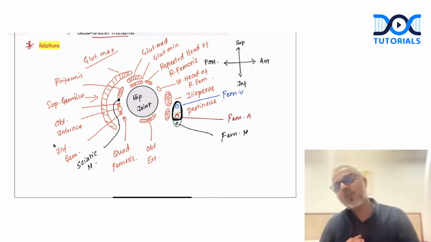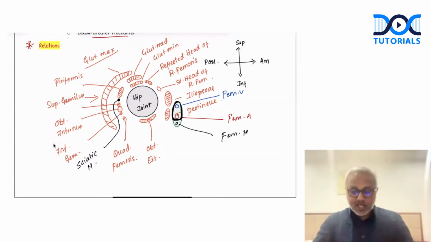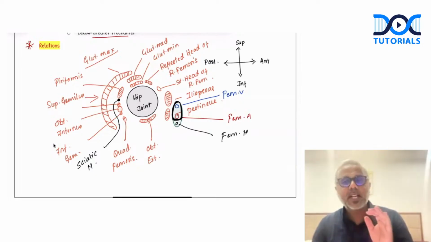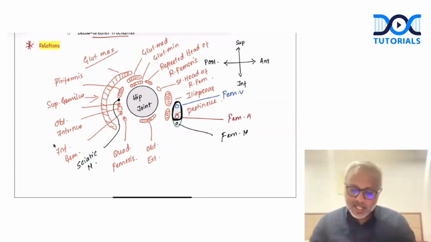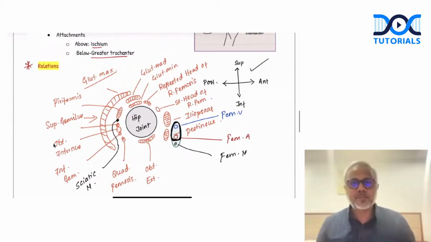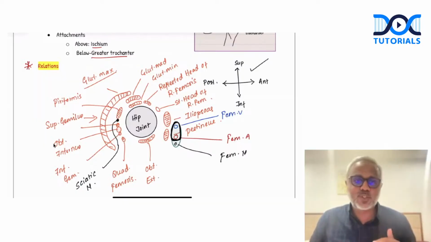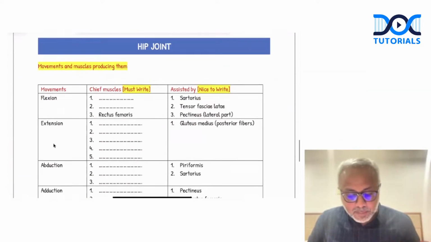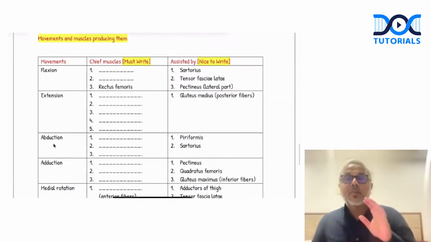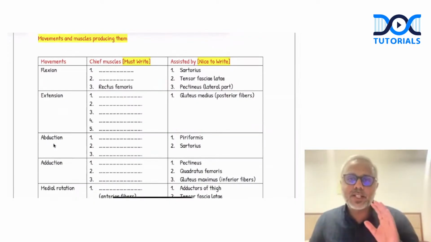So this is how we depict the relations of the hip joint. As I said, if you can write this key, your job is pretty simple. This is how you should write the diagram for relations of the hip joint. Done? Right. Once we have learnt about relations, the maximum marks will be allotted for movements and the muscles responsible for them.